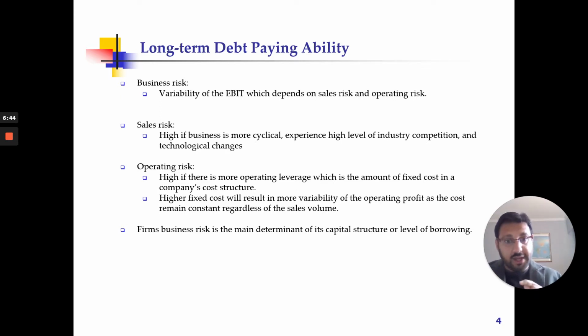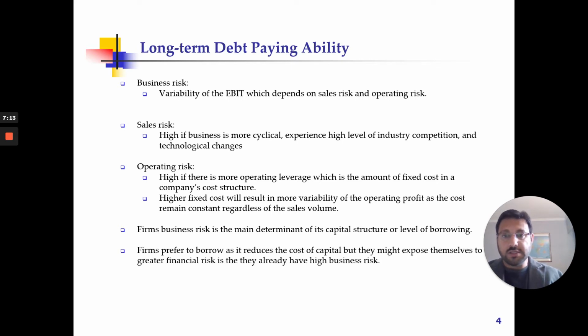So even though there is a desire to have more borrowing, there could be a limit to that level of borrowing. And if the business risk is high, then it determines that in the capital structure, the level of borrowing will be low. If the business risk is less, then yes, the firm can afford to have more debt because they know that they will be able to service its debt and will not be declared bankrupt. So again, the firm prefers to borrow as it reduces the cost of capital, but they might expose themselves to a greater financial risk if they already have higher business risk.